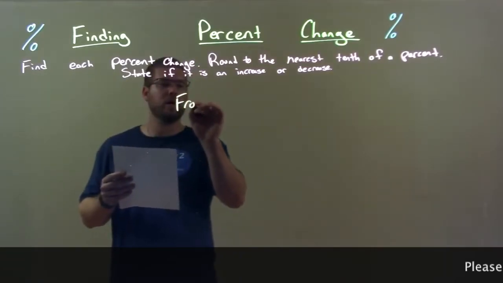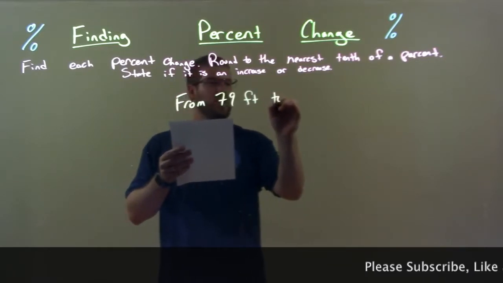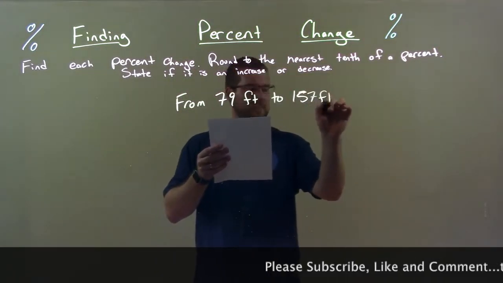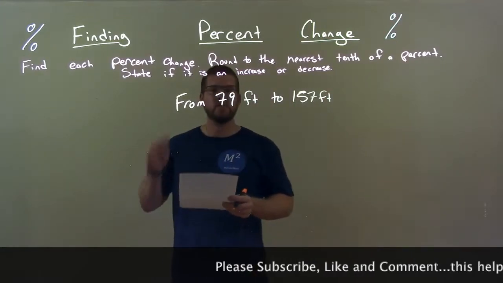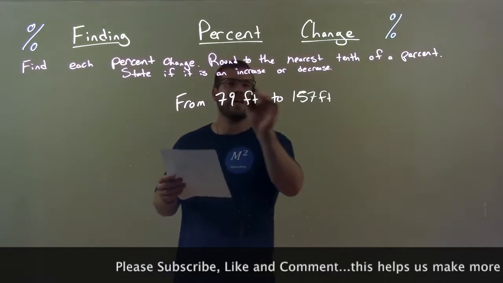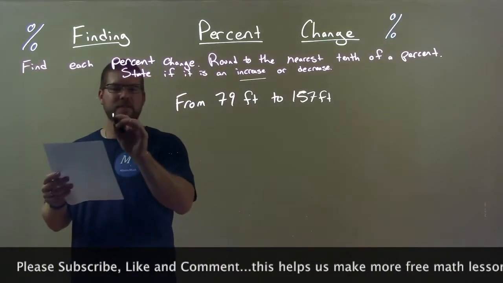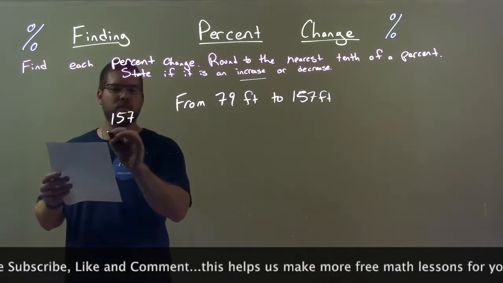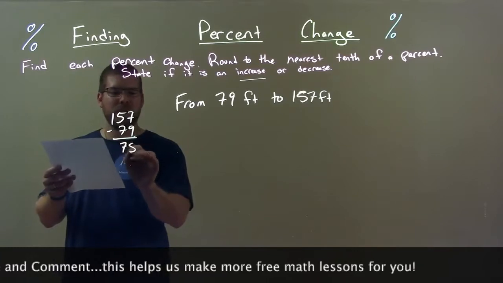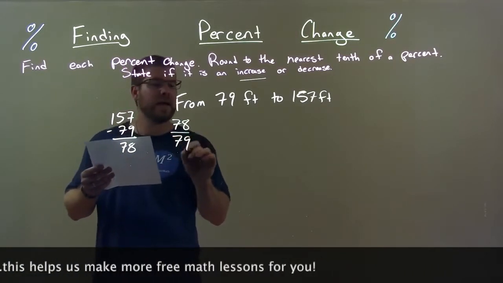From 79 feet to 175 feet. Well, this is clearly an increase between the two. We're going up to 175. Difference: take the large number, 175, and subtract the smaller number, 79. Get an answer of 96. Take that number, 96, divided by the first number, 79.